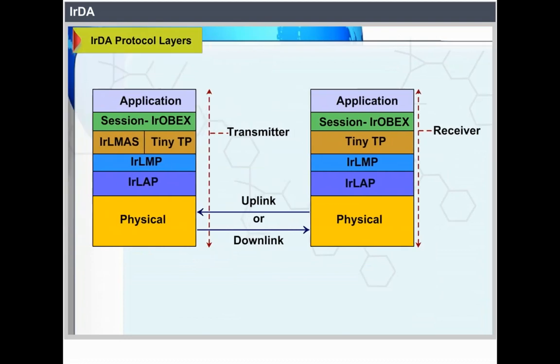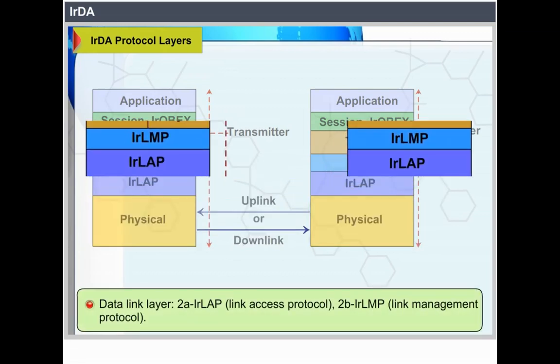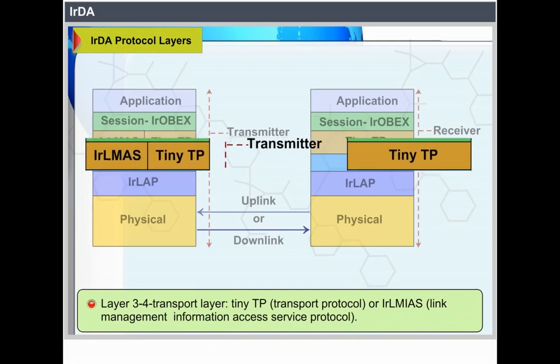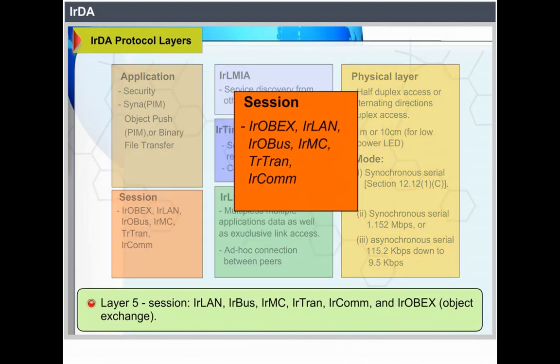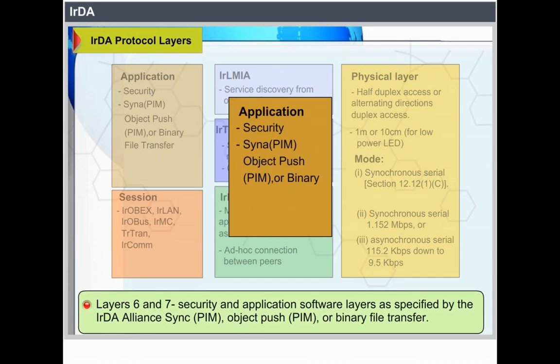IRDA protocol layers. Layer 1, physical. Data link layer 2A, IRLAP, Link Access Protocol, 2B IRLMP, Link Management Protocol. Layer 3 to 4, Transport Layer, TinyTP Transport Protocol or IRLMIAS, Link Management Information Access Service Protocol. Layer 5, Session, IRLAN, IRBUS, IRMC, IRTRAN, IRCOMM and IROBEX, Object Exchange. Layer 6 and 7, Security and Application Software Layers as specified by the IRDA Alliance: Sync PIM, Object Push PIM or Binary File Transfer.